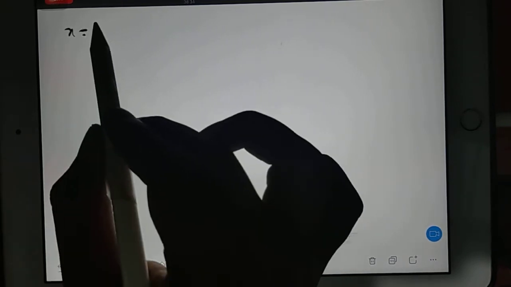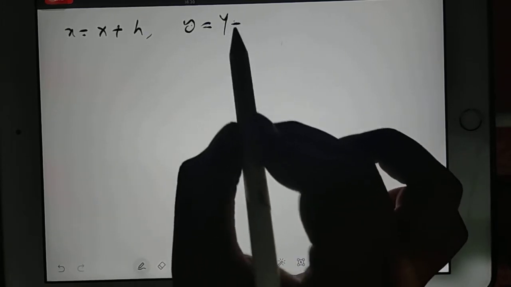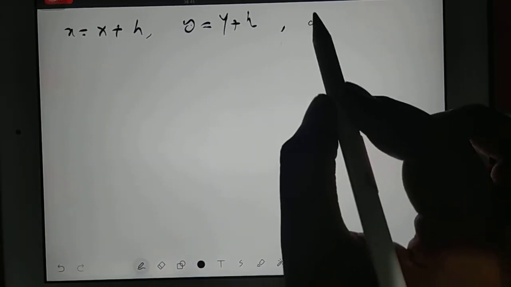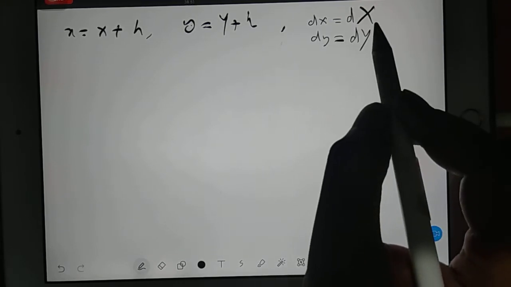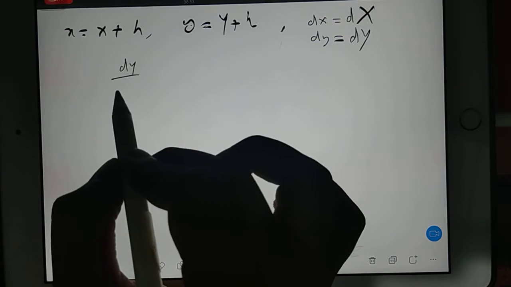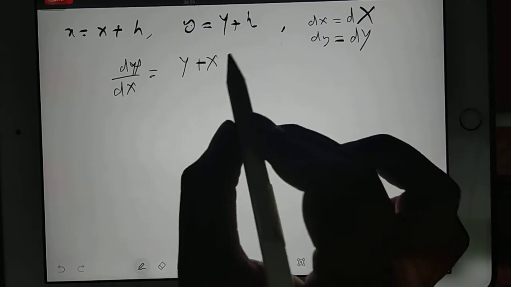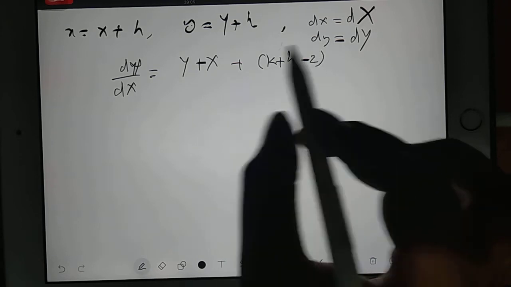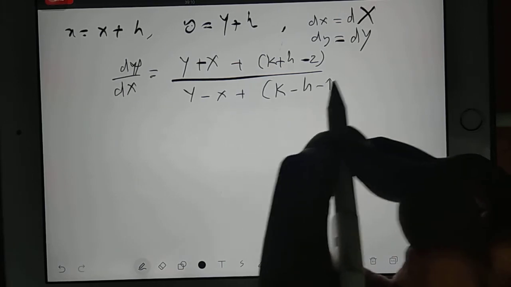So you go for the next procedure. Your next procedure is you have to replace small x is equal to capital X plus h, small y is equal to capital Y plus k, and you also have to replace small dx is equal to capital DX and small dy is equal to capital DY. So your main equation will look like dY by dX, they both are capital, guys. It will look like capital Y plus capital X, everything converted into capital, plus bracket k plus h minus 2 whole divided by Y minus X plus k minus h minus 4.